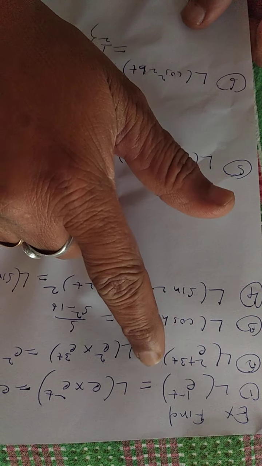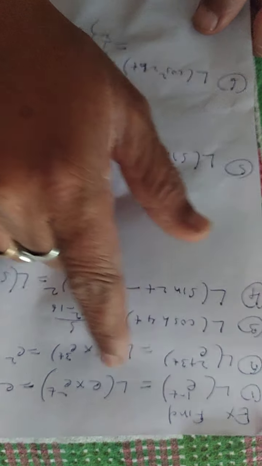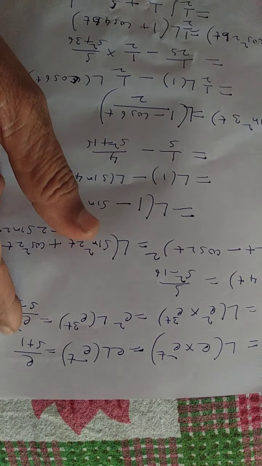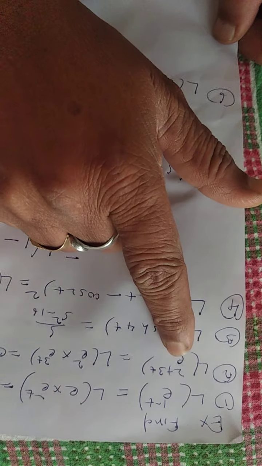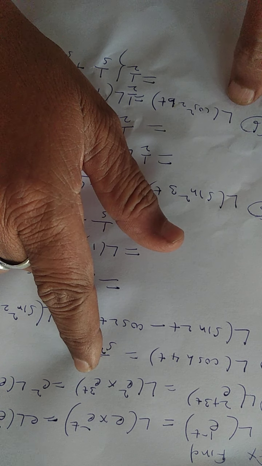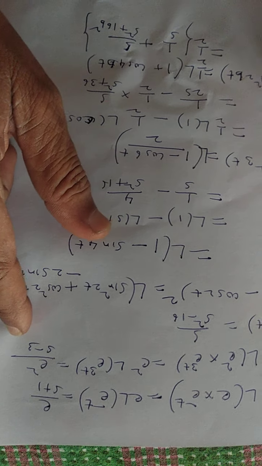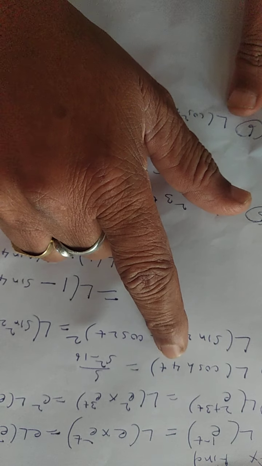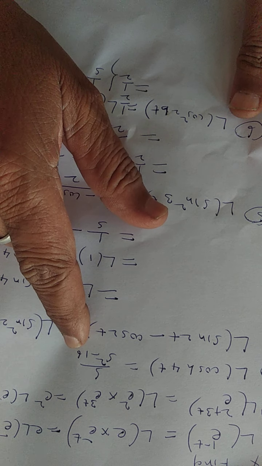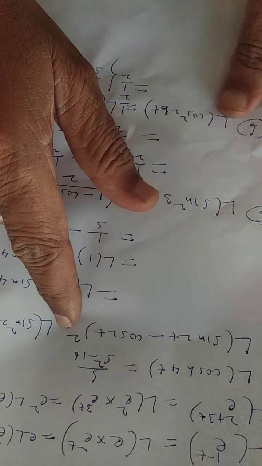So Laplace of e raised to 1 minus t means, by law of indices, e into e raised to minus t. So e is a constant, Laplace of e raised to minus t, so e upon s plus 1. Second one is Laplace of e raised to 2 plus 3t, that is Laplace of e square into e raised to 3t. Again law of indices, e square Laplace of e raised to 3t, e square divided by s minus 3. Laplace of cos hyperbolic 4t, direct formula s upon s square minus a square, a is 4. Laplace of sine 2t minus cos 2t bracket square.